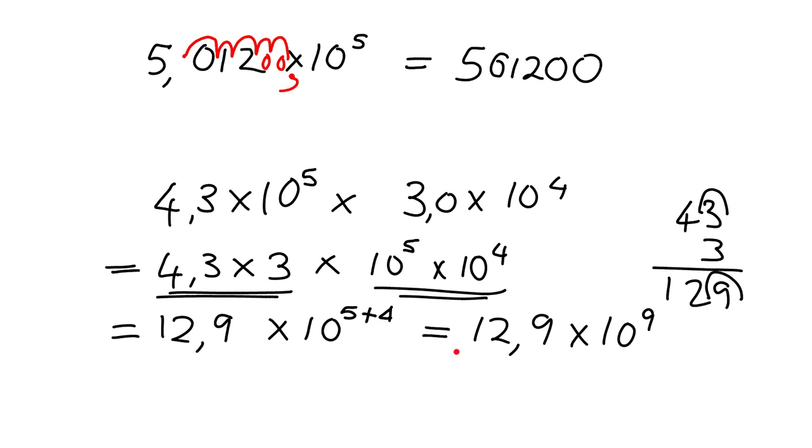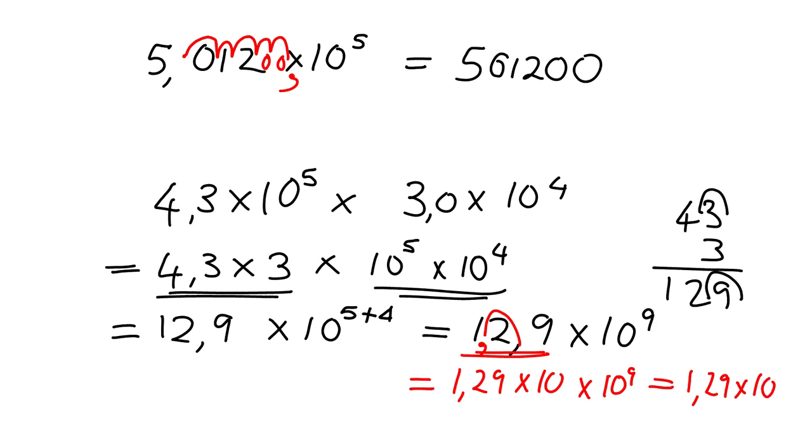Now, is this answer written in scientific notation? It's not, because what's before the comma is 12. With scientific notation, we want a number that is either 1, 2, 3, 4, 5, 6, 7, 8, or 9, so it can't be 12. We need to put this back into scientific notation, so we want to put the comma there. 12,9, written in scientific notation, would be 1,29 multiplied by 10. And then we still had that original 10 to the 9 there. And so we will have 1,29 multiplied by 10 to the power of 10.